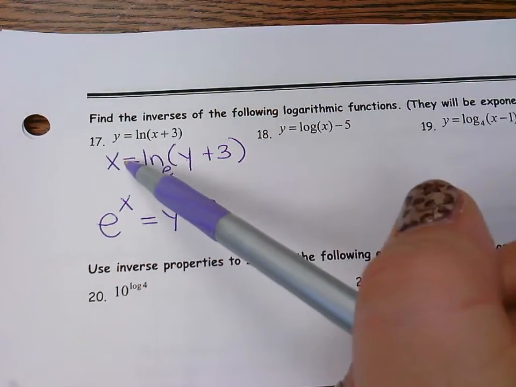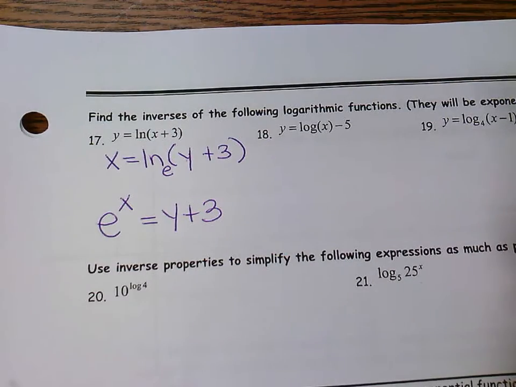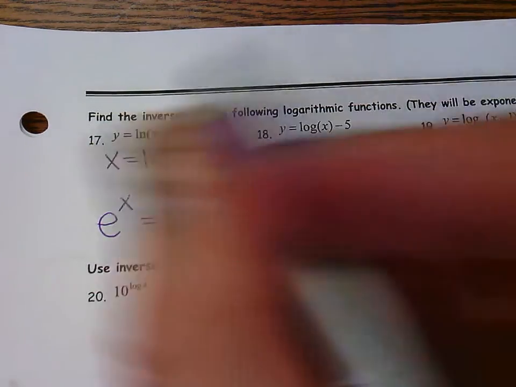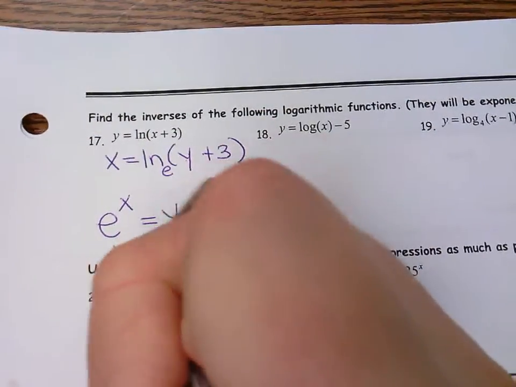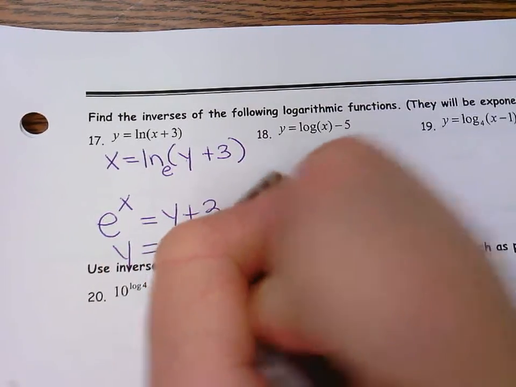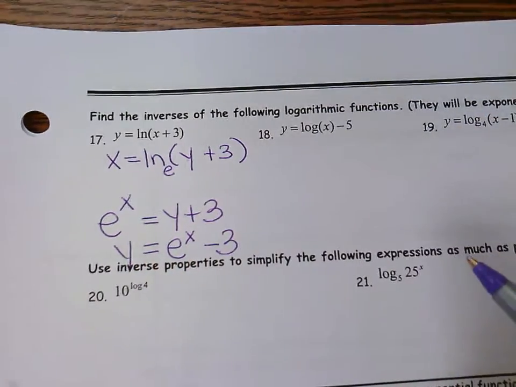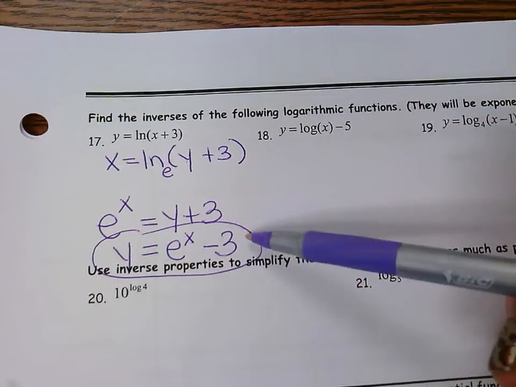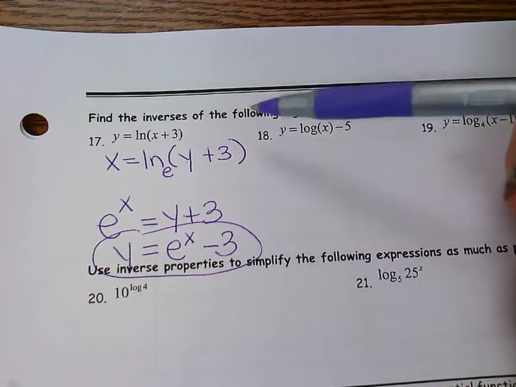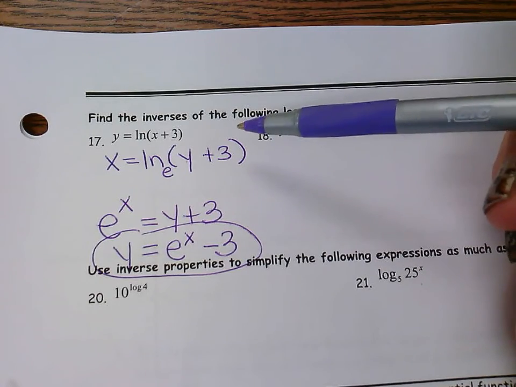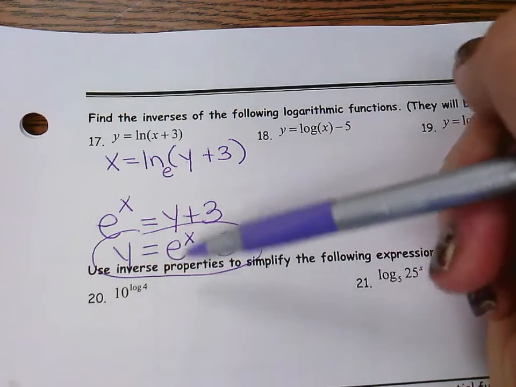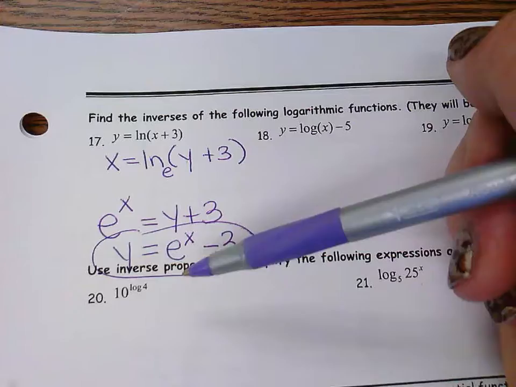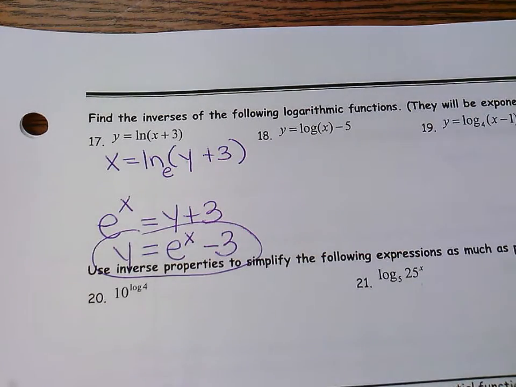E to this power is equal to what's inside the log. So my final function would be y equals e to the x minus 3 to get y by itself. So see how I'm ending with an exponential function, but I started with a log function. And e to the x is just an exponential graph, right? It looks like 2 to the x. It's just 2.7 instead of just 2.